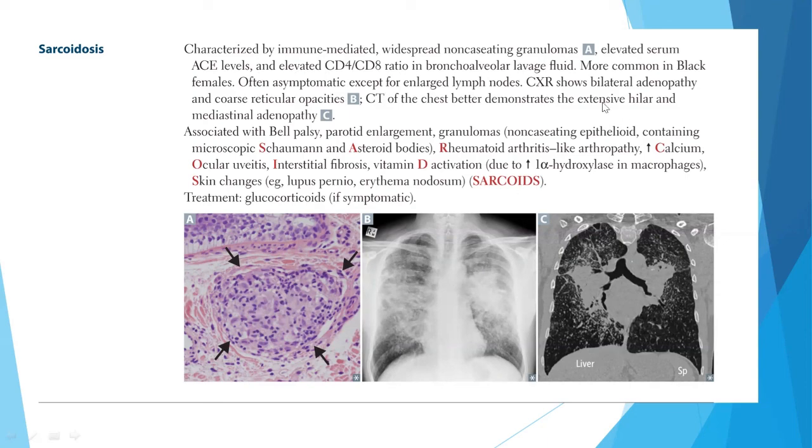The chest X-ray shows bilateral adenopathy. Here you can see the hilar lymph node involvement and coarse reticular opacities. The CT of the chest better demonstrates the extensive hilar involvement. Here and here we can see the hilar involvement. It is associated with Bell's palsy, parotid enlargement, granulomatous diseases, rheumatoid arthritis, increased calcium, interstitial fibrosis, and vitamin D activation. The treatment is generally glucocorticoids if it is symptomatic.